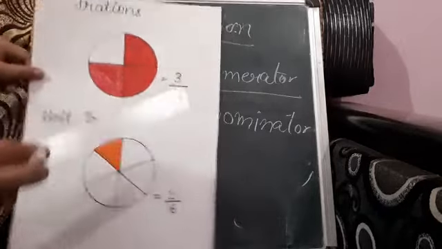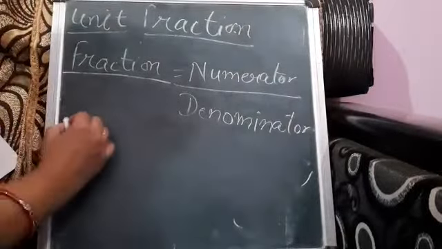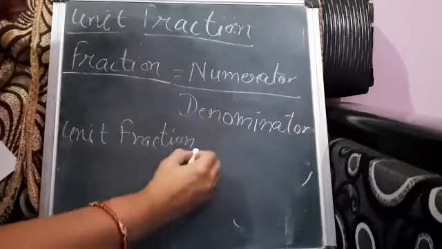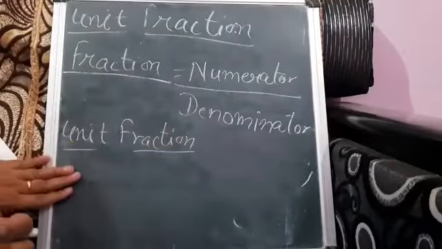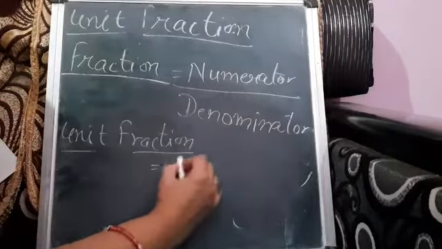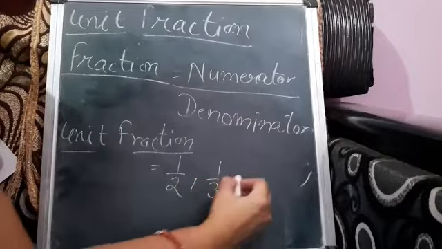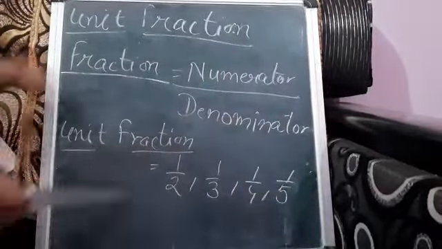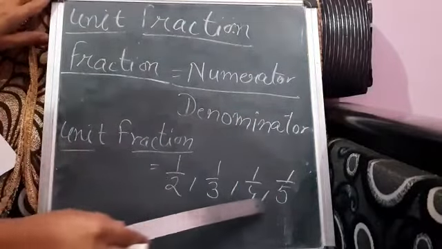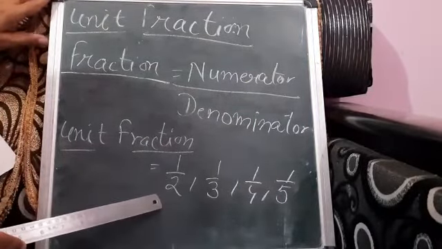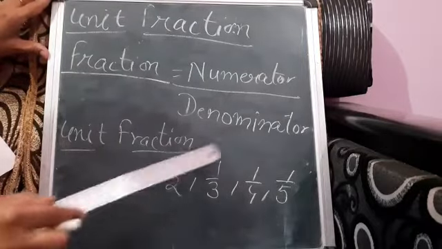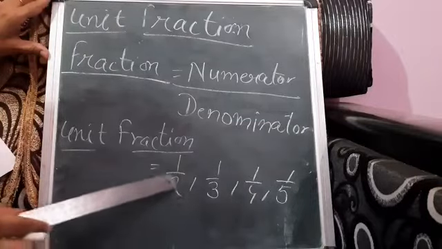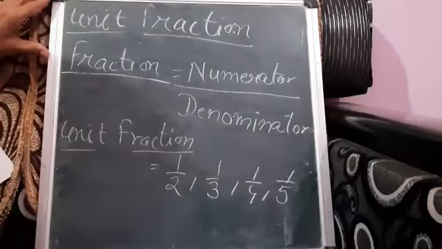So got it? Now what is a unit fraction? Unit fraction is a part of fraction. It is a fraction where the numerator is always 1 and the denominator may be any positive number, like this. For example, in this, these all are unit fractions. Why? Because in these fractions the numerator is always 1, but in the denominator I am writing different numbers.